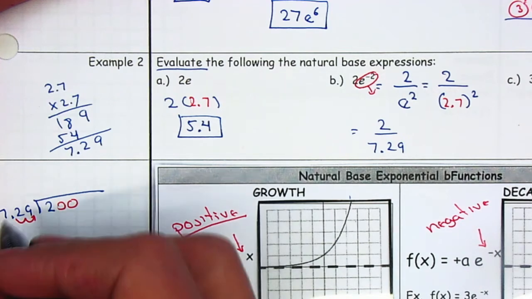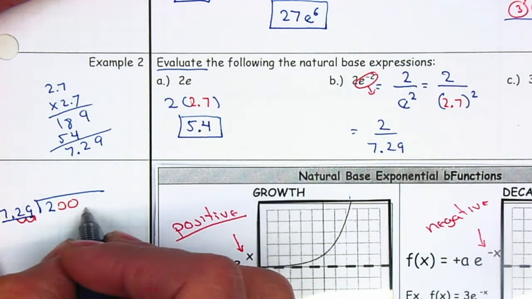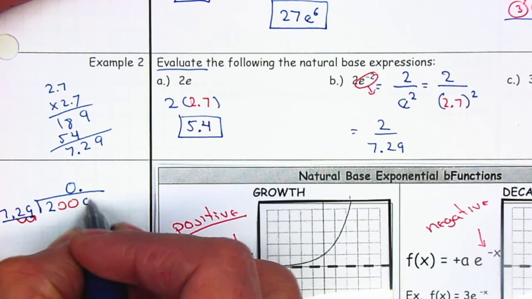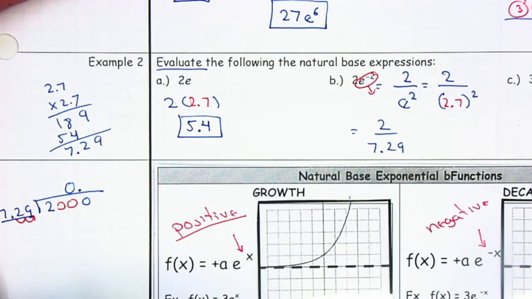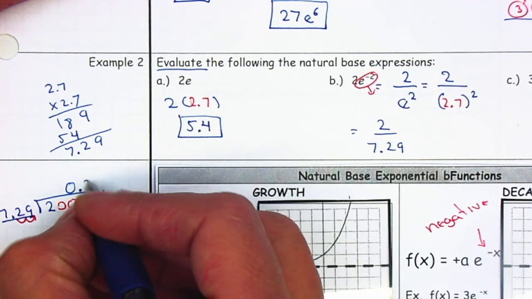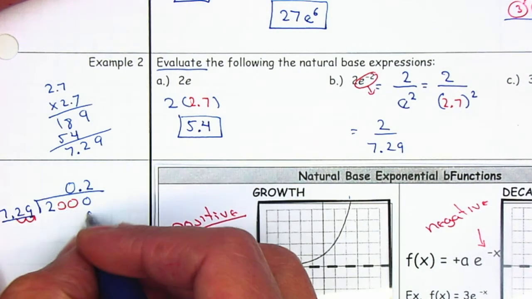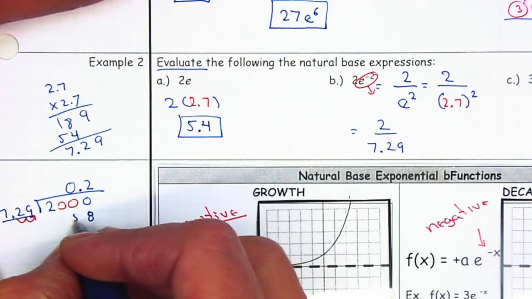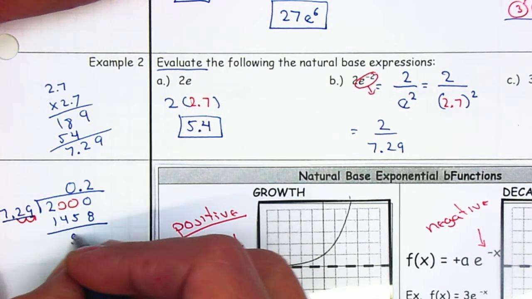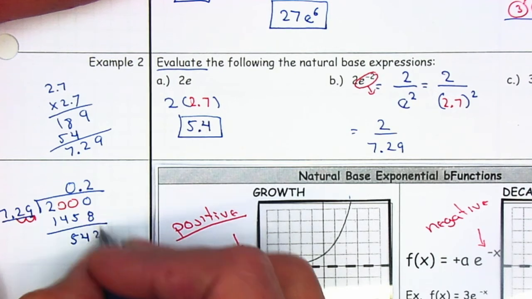And now we can divide. How many times does 729 go into 200? 0. And we're going to add 0, so place a decimal. How many times does 729 go into 2000? Twice. 2 times 9 is 18, carry 1. 4 and 1 is 5, 14. Subtract, that'll be 542. Add 0.